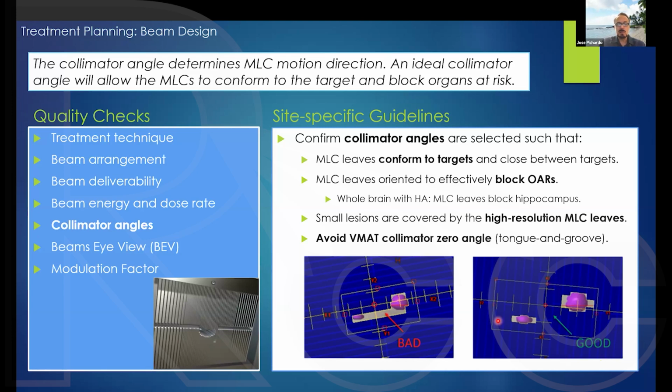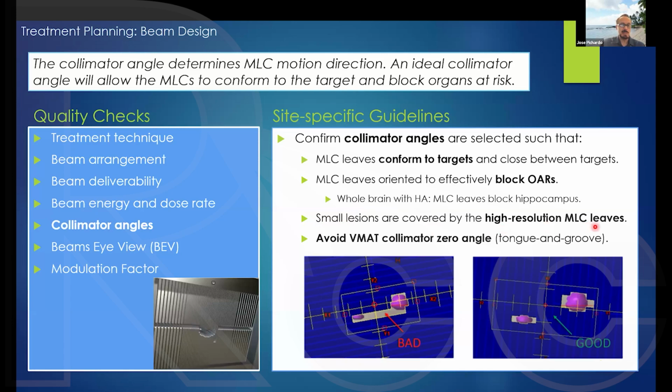By rotating the collimator, now I'm able to place the MLC leaves so they move this way, and now I can effectively block the space in between the two lesions. This is very, very important, particularly for multi-met treatments. In the case of whole brain with hippocampal sparing, I already showed you the picture where you orient the MLC leaf so you can block the hippocampus. Very important.